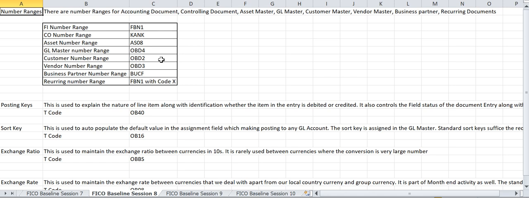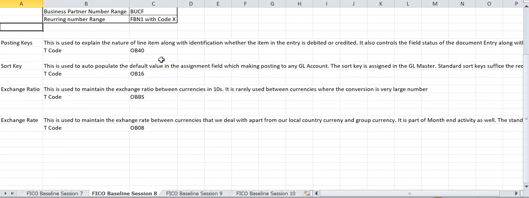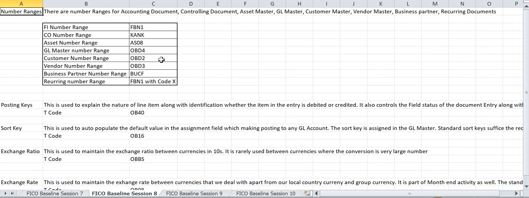So, I have listed down here some of the important topics that will also form part of our baseline configuration. The first one is the number range, next is the posting key, next we have sort key, next we have exchange ratio, exchange rates. So these are some of the terms which we will try to understand today.